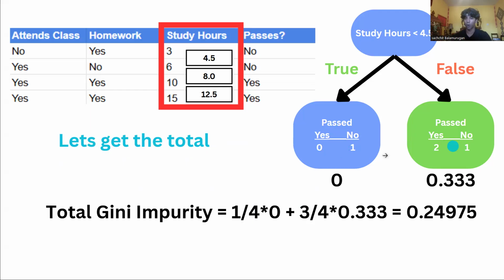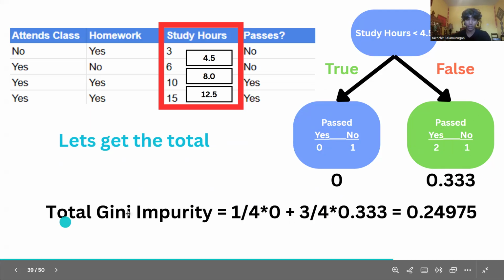So 1/4, because there's one in this whole leaf, and then you're adding it for how many leaves there are. So there's 2 leaves, and there's in total 4 values. So 1/4 times 0, because this is a pure leaf, and then 3/4 times 0.33, because that's the Gini impurity for this. So then you get the total Gini impurity, which is this value here.